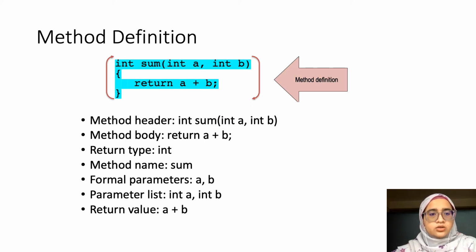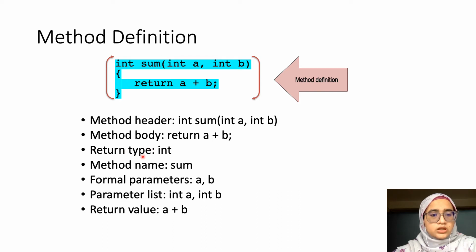Alright, now we look into the method definition. So this part is the code segment for method definition. Questions also often ask what is the method header, method body, return type, method name, formal parameters, parameter list, and return value. So the method header starts from the top, integer, until the end here. Okay, and then the method body, everything inside the curly braces is the method body. So you write return a plus b.